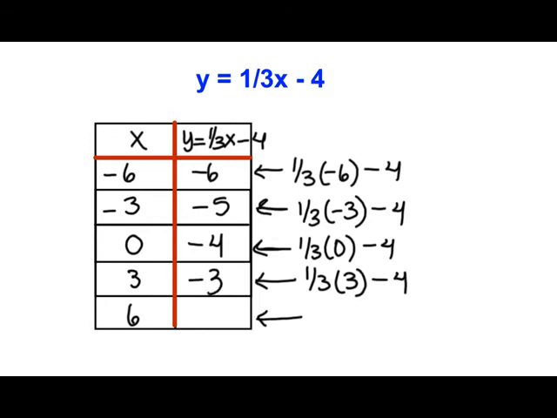And one more. 1/3 times 6, or 6 divided by 3 is 2. Minus 4 is negative 2. And I've completed my input-output table for y equals 1/3 x minus 4. I hope this is helpful in creating your own input-output tables.